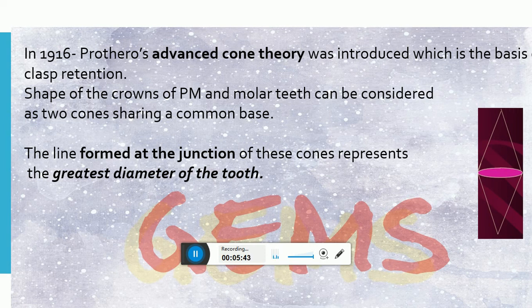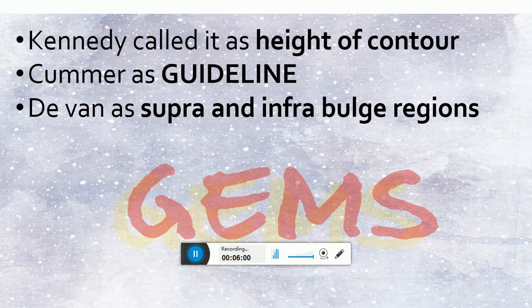Samjha? The line which is formed at the junction of these cones. They can ask you in the MCQ form, the line formed at the junction, because this is a new concept. I think in the Pulse or the Dentist this is not there. So Prothero's advanced cone theory, and the line formed at the junction of these cones represents nothing but the greatest diameter of the tooth. Okay? Chalo. Who gave the term height of the contour? Height of the contour was given by Kennedy, and guideline was given by Kumar. Devan gave it as suprabulge and infrabulge regions. Now what is suprabulge and infrabulge? Don't worry, will do.